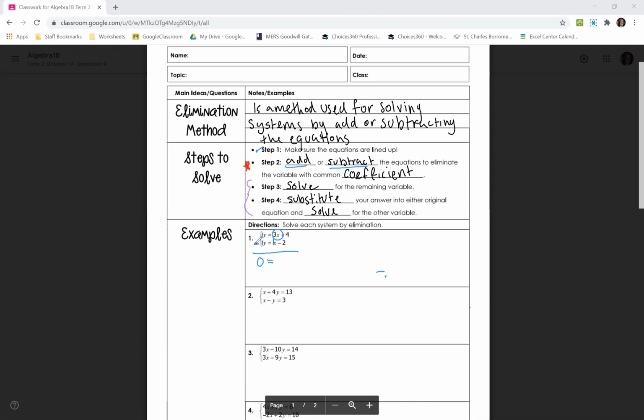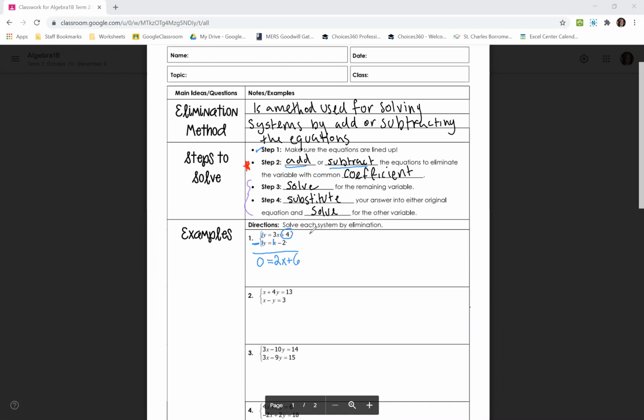3x minus 1x. You get 2 x's. Now be really careful with this. Some people even kind of rewrite this, but I have a positive 4 minus a negative 2. If you have a positive 4 minus a negative 2, that's the same thing as saying 4 plus 2, right? So don't forget, if you have 2 minus signs, that will give you a positive 6.